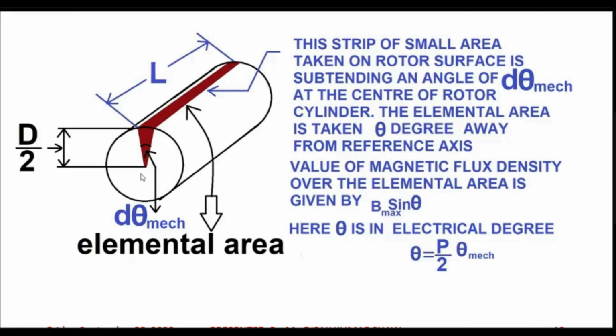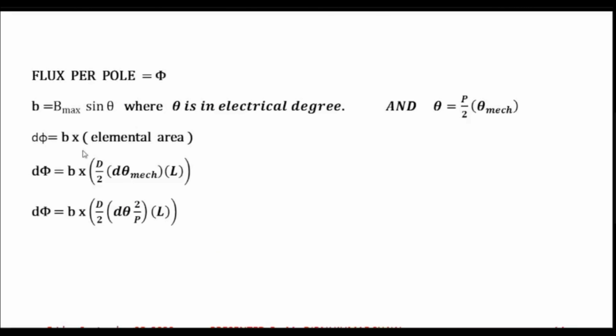Along the reference axis the value of magnetic flux density is 0, and we are choosing this strip on the rotor surface at theta degree away from the reference. So the value of magnetic flux density for this small strip would be given by Bmax sine theta, because this particular strip of area on the rotor surface is chosen theta degree away from the reference. So the magnetic flux density over this strip is given by Bmax sine theta.